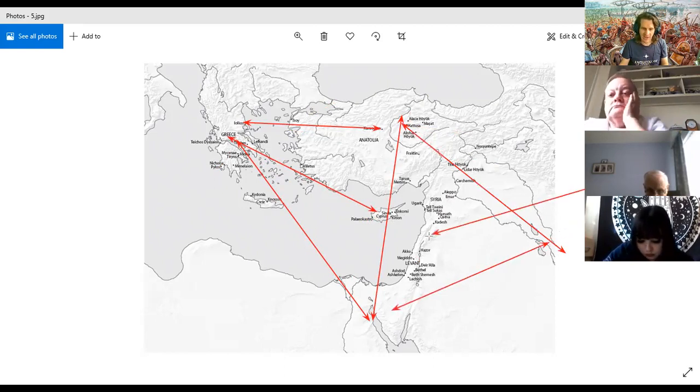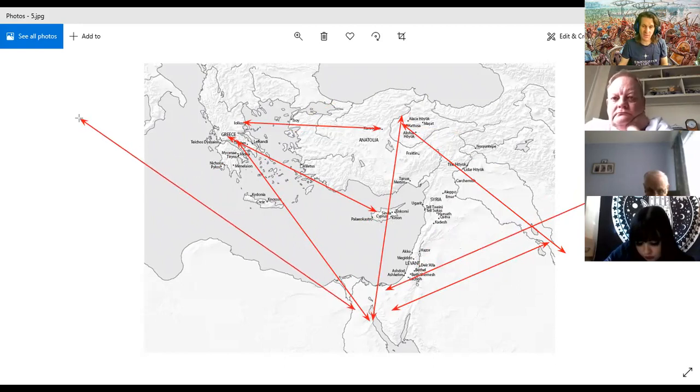There's also trade links from the east. All of this links together. There's also trade links with Sicily. Oh, let's mention copper. Let's mention tin and all these wonderful things.